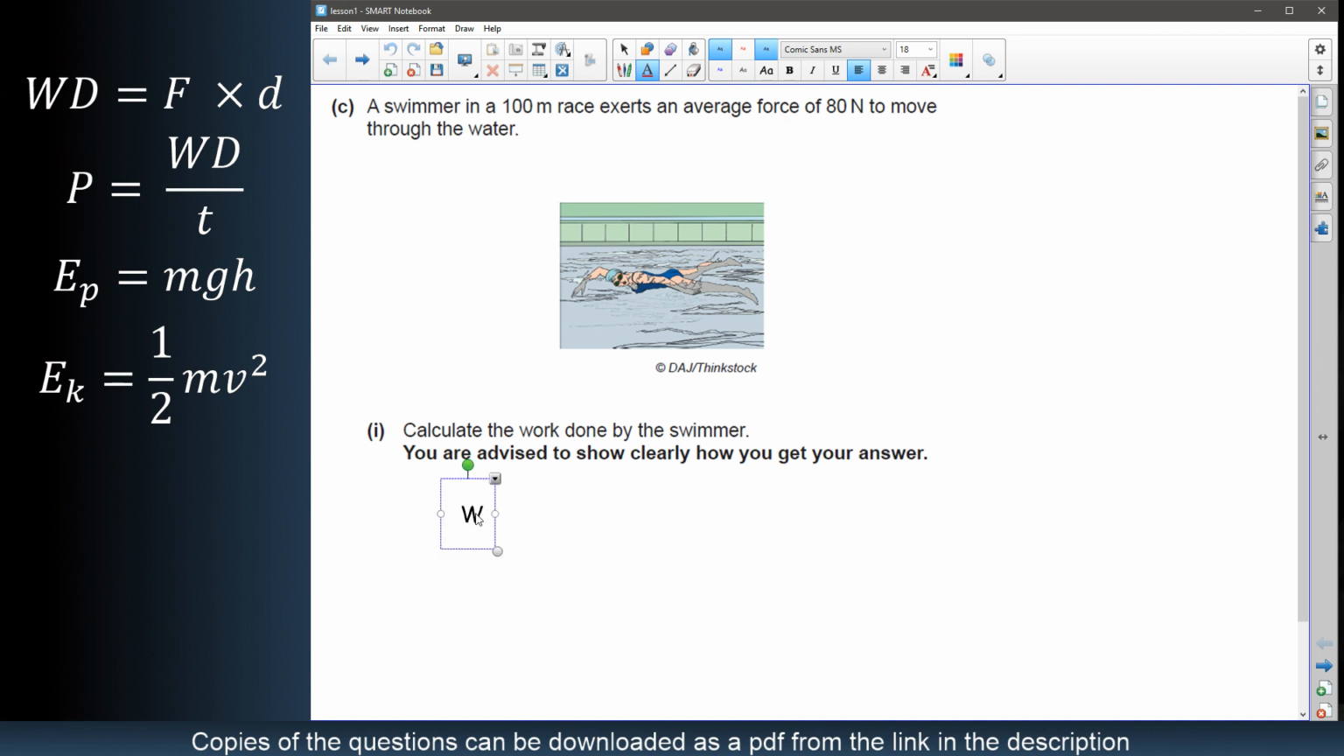So again, it's formula. Work done equals force times distance. That's 1 mark, straight up. You have no idea what to do after that, but I know this is a work done question. I've done my revision. I get my equation mark.